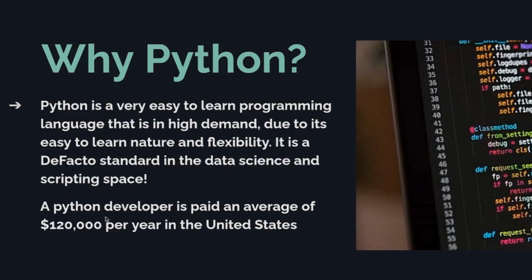And to add a cherry on top, a Python developer is pretty well paid. A Python developer is paid an average salary of $120,000 per year in the United States.